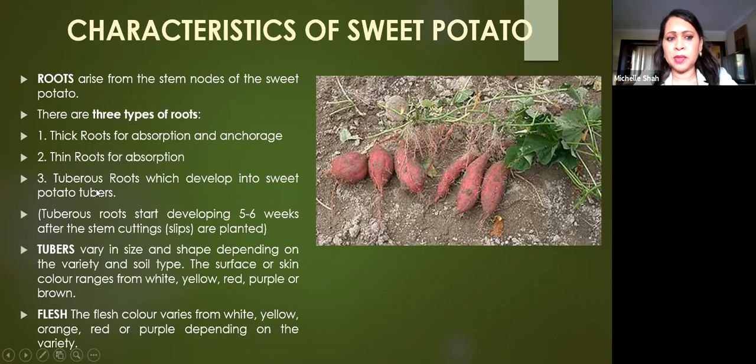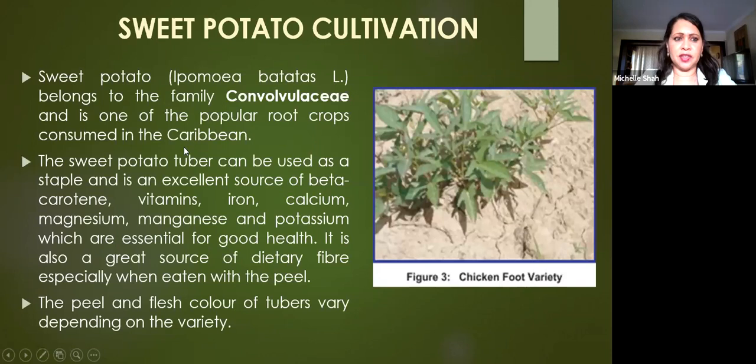Tubers vary in size and shape depending on the variety and soil type. The surface of the skin or the skin color ranges from white, yellow, red, purple, or brown. The flesh of the sweet potato is yellow, orange, red, or purple, depending on the variety. So this is the sweet potato grown in the field here. The sweet potato cultivation.